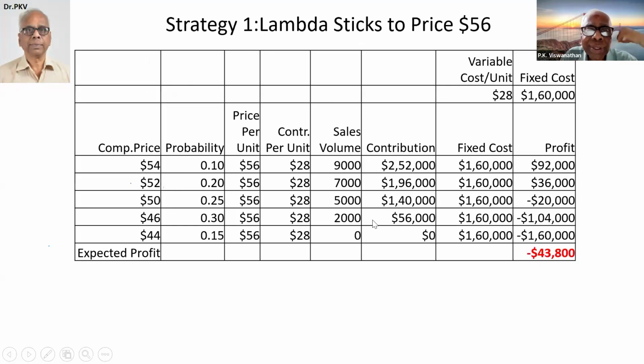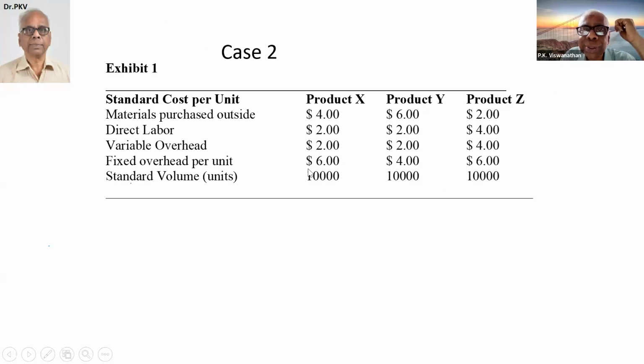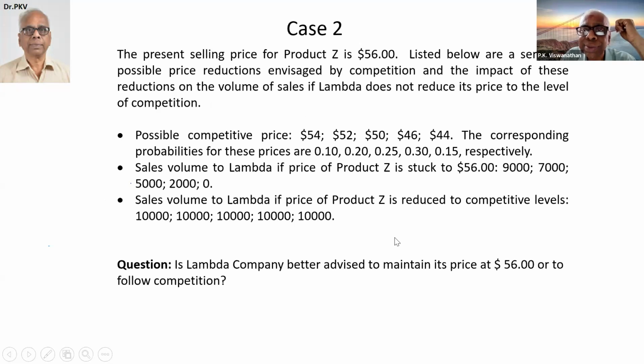Selling price is $56 in this case. Fixed cost is $1,60,000. Again, I will show you so that it's clear to you. 10,000 into 6, 10,000 into 4, 10,000 into 6, 60,000 plus 40,000 plus 60,000, 1,60,000.